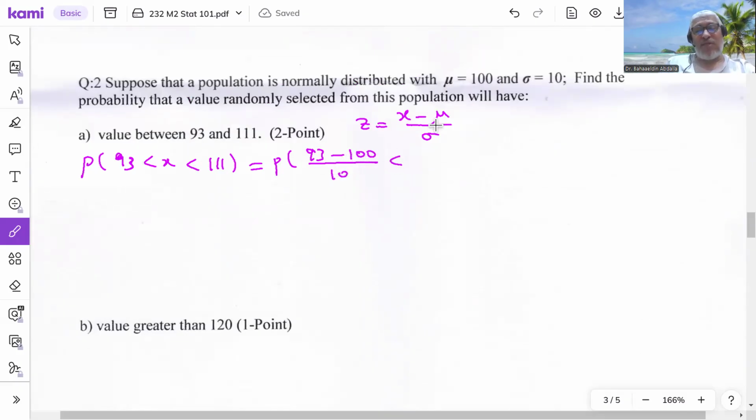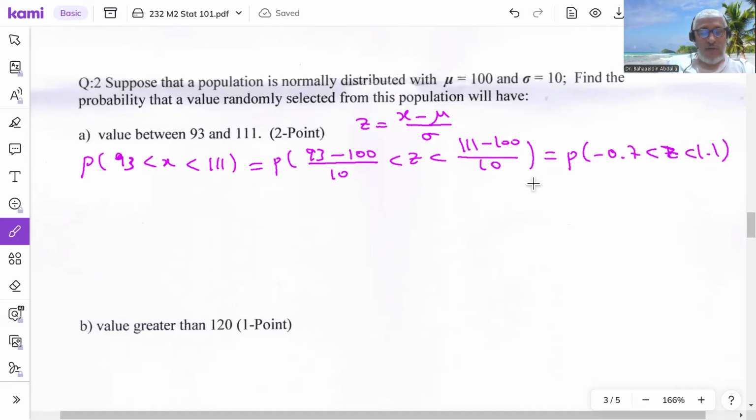We are in z now because we are using this equation. So 111 minus 100 over 10. So you will have probability of what? This is -7, so I'll have -0.7. And this is 11, so I'll have z and 1.1. So we need to find the probability that z is between -0.7 and 1.1.